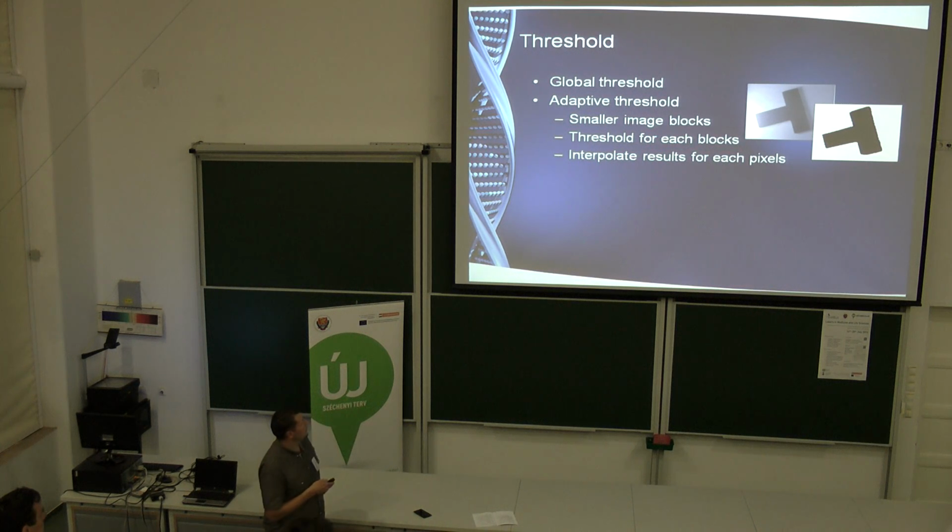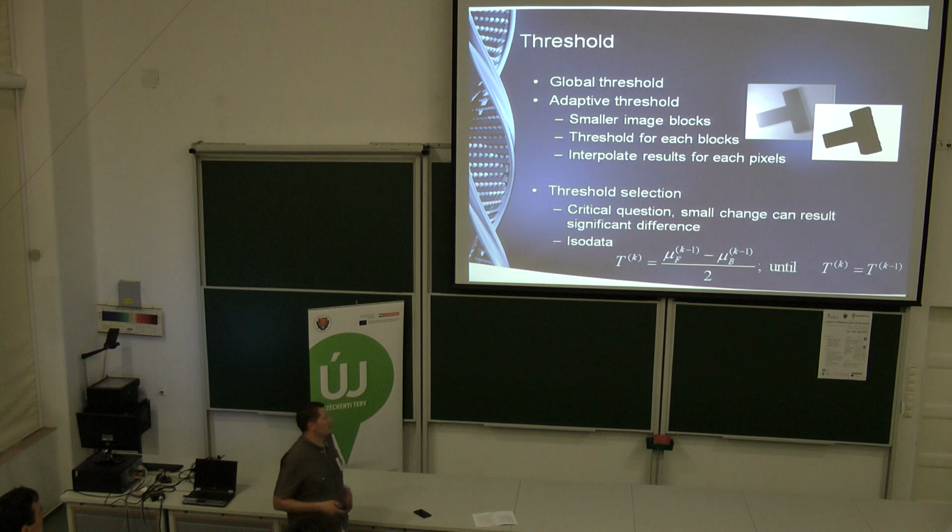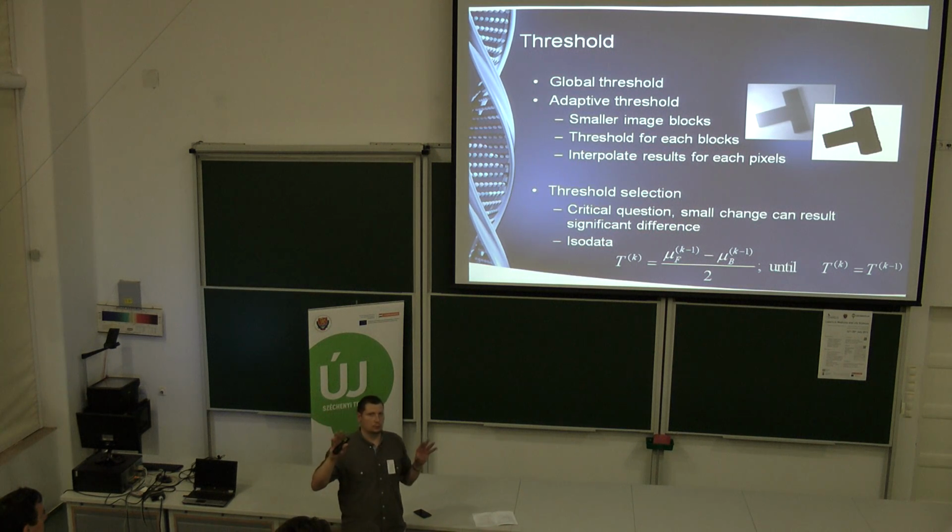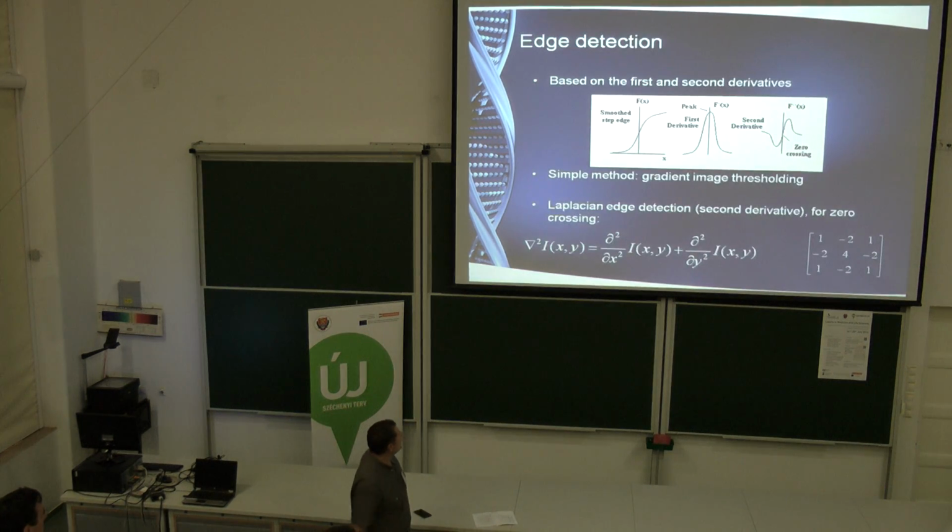For example, threshold selection can be something where I would like to try to find two peaks. If you remember when I was showing you the histogram, it usually has two peaks. I would like to find the best separation, which somehow separates them according to a criterion. For example, the isodata criterion, which tries to maximize the entropy between the two groups.